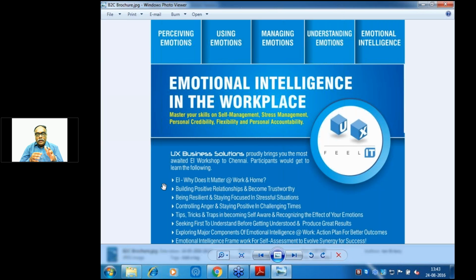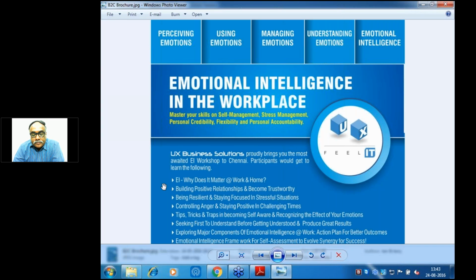Now quickly, some of the questions I have in front of me. These questions are already collected from you. I'm not going to tell the names of the persons, but you will know when I read the question. These are questions when we asked them, what do you want to know from the speaker about emotional intelligence as a workshop.